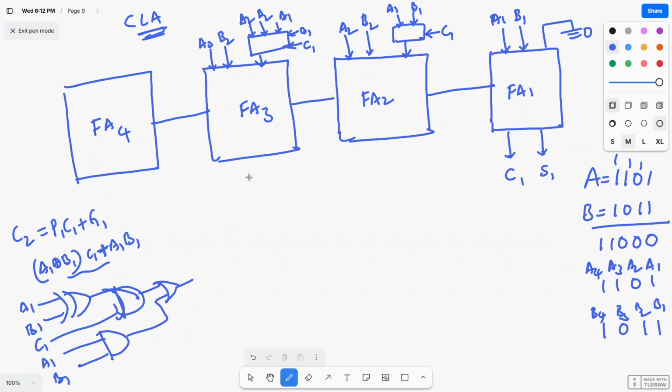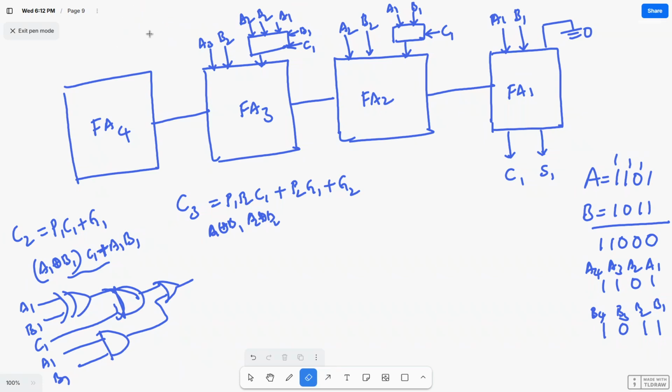Okay, C3 equals what? C3 equals P2 P1 C1 plus P2 G1 plus G2. Anyway, P1 equals A1 XOR B1, and P2 equals A2 XOR B2. So what are the inputs you have? A1, B1, C1 and A2, B2. Is it fine? How am I getting the inputs?